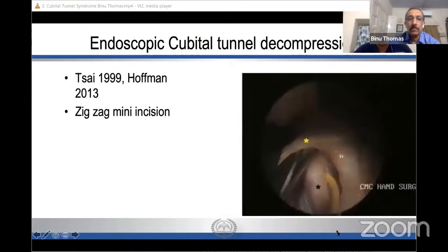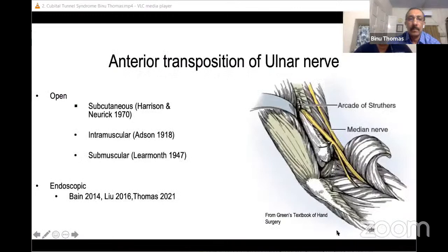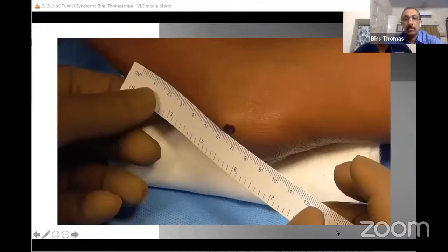In the most severe grades, the anterior transposition of the nerve is preferred. You can have either an open or an endoscopic procedure. The open procedures, which every orthopedic and plastic surgeon knows, divide into three types: subcutaneous, intramuscular, and submuscular. I prefer the subcutaneous transposition because I am worried that the intramuscular and submuscular produce more nerve compression. This is a short video of the procedure, speeded up.